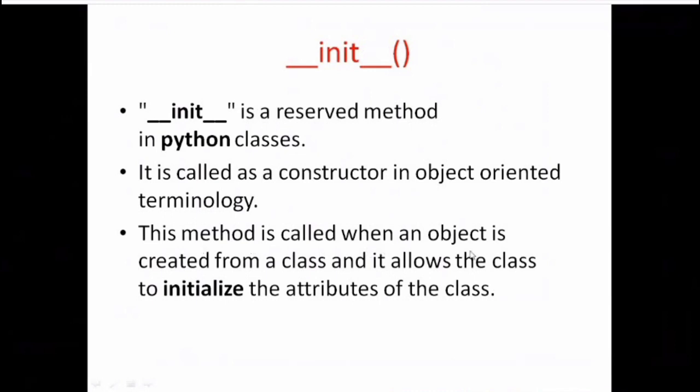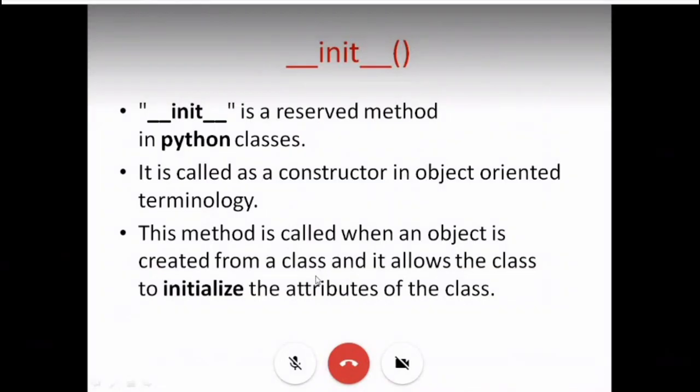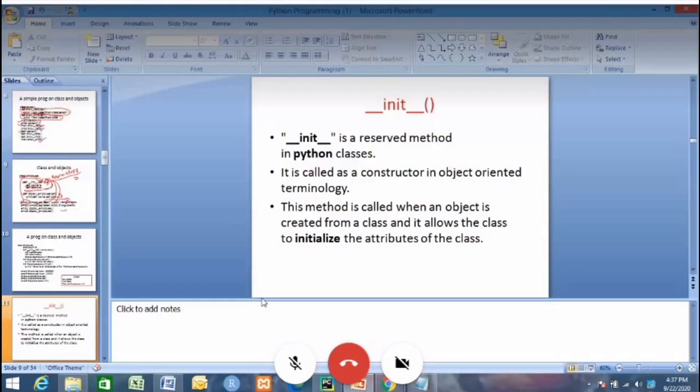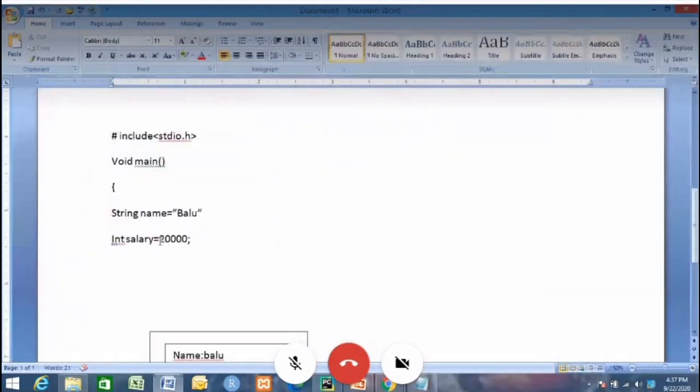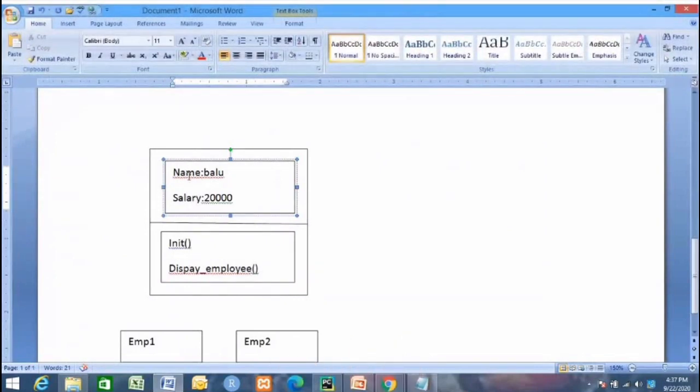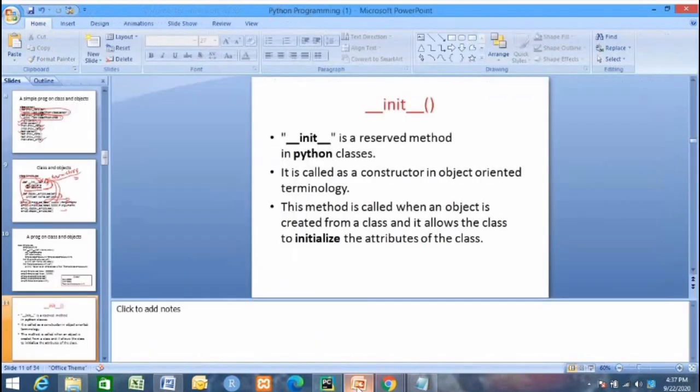This method is called when an object is created from the class and it allows the class to initialize the attributes of the class. So what is the meaning of attributes? Attributes are nothing but these things. Name and salary are called as attributes. So is it not initializing the attributes of the class? It is initializing.